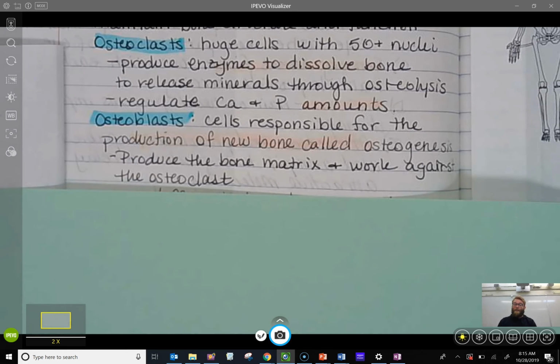So osteoclasts are extremely large cells. There's not a whole lot of them, right? There don't need to be a whole lot of them because they're so big, right? But they're not that many inside of the bone.